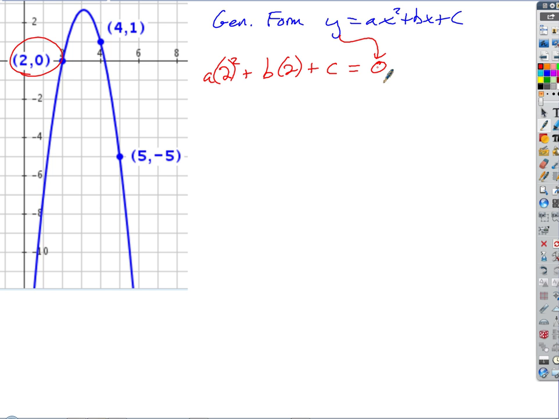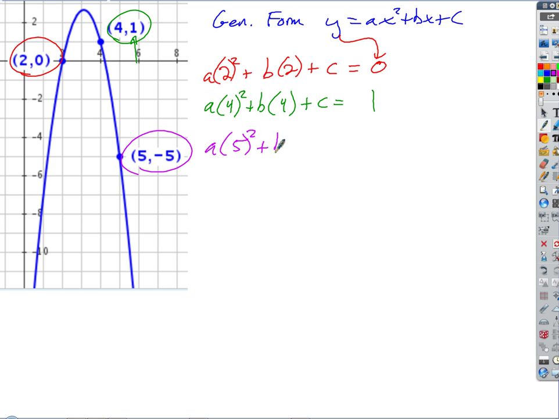Okay, so next point, this one. So this is going to give us a times x squared, x in this case is 4, times 4 squared plus b times x plus c equals the y value, which is 1. Remember, we're just going to put the y on the other side. And then finally, we got the last point, a times x squared plus b times x plus c equals y.